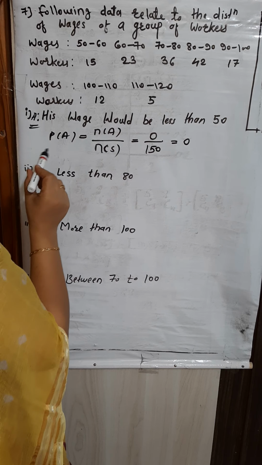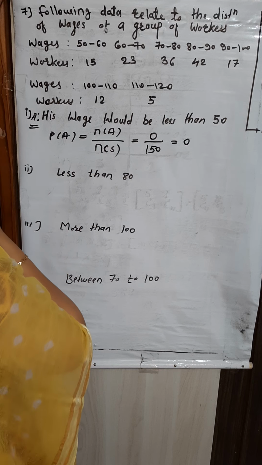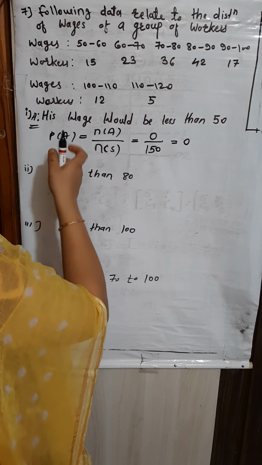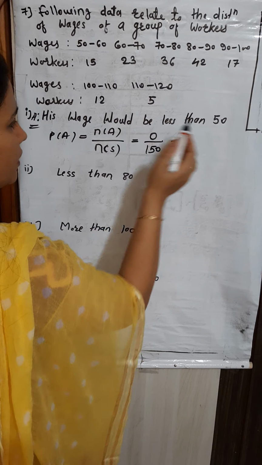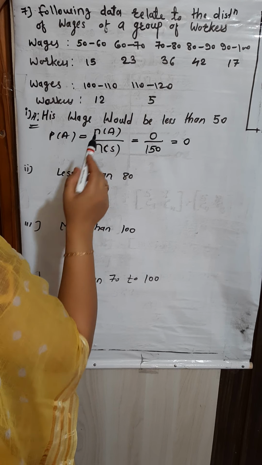So what is the first? We need to select a worker and find the probability that his wage would be less than 50. So this is our event A, suppose. Then what is the probability of event A? Probability of event A is n of A by n of S.